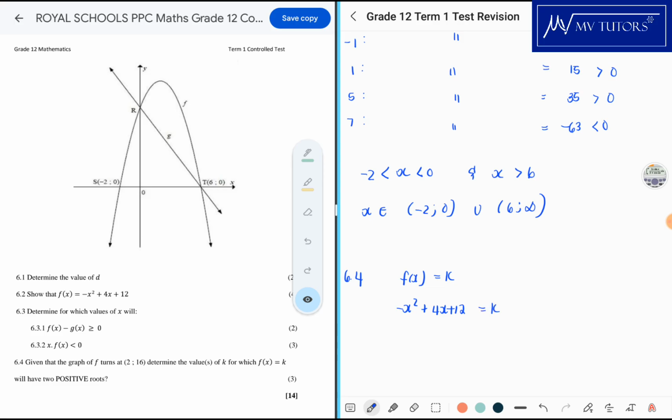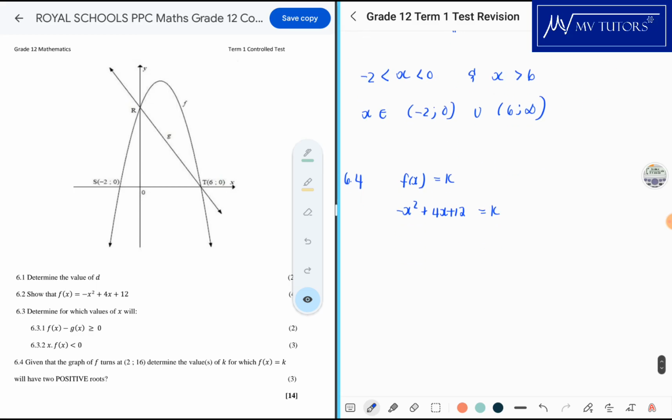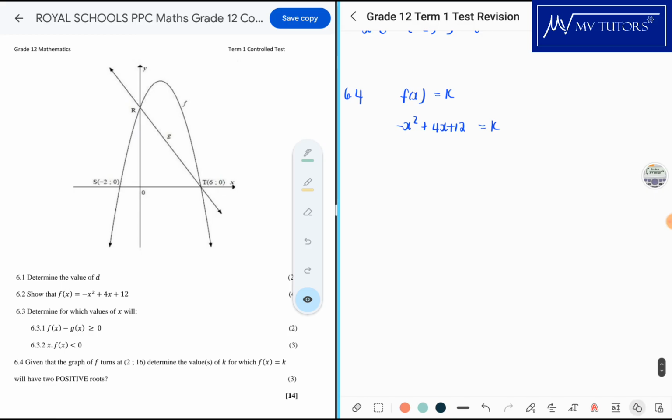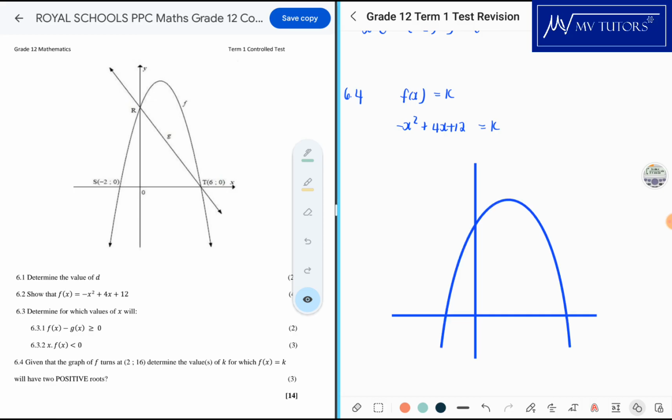We'll have two positive roots. Okay, two positive roots. Currently, I'm just going to redraw this again. Not going to be to scale, but you'll get the gist of it. So currently, this is what we have. Okay, let's just pretend. And over here, we have 2 and 16 as the turning point. So at the moment, we don't have two positive roots. We have one negative root and a positive root. And that negative root is negative 2. And the other root that's positive is 6.